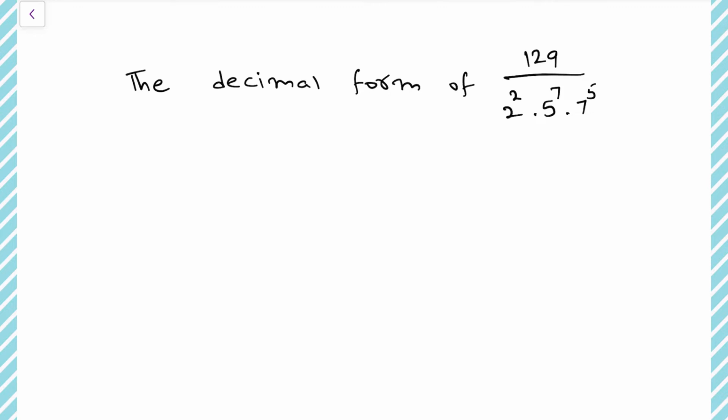If the denominator is in the form of 2 power n into 5 power m, I repeat, if the denominator is in the form of 2 power n into 5 power m, then only the p by q form number will have a terminating decimal, otherwise non-terminating repeating. So in simple words, the denominator should consist only of number 2, or only number 5, or else 2 into 5. Except this, no other numbers should be there. Okay, let us check the question now.